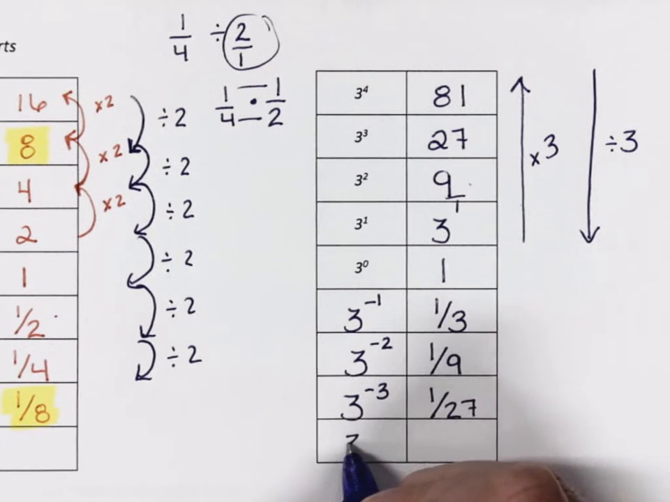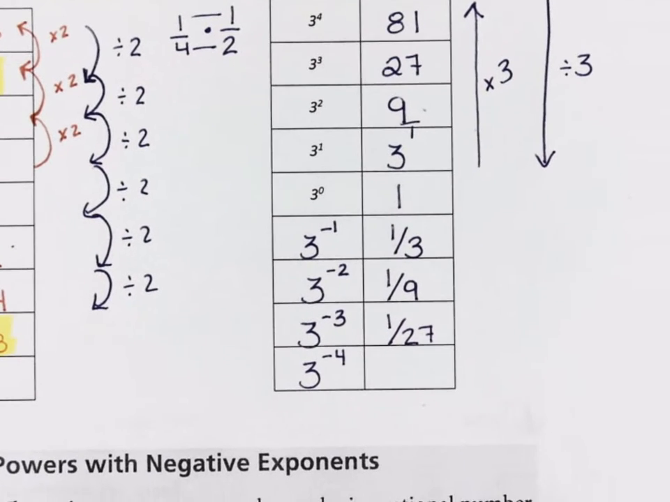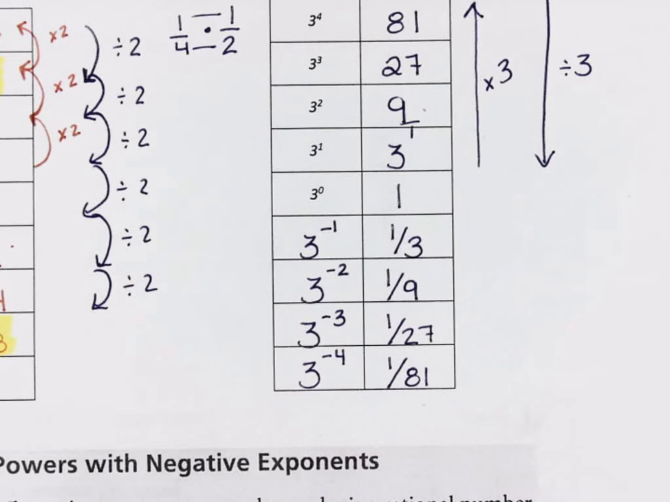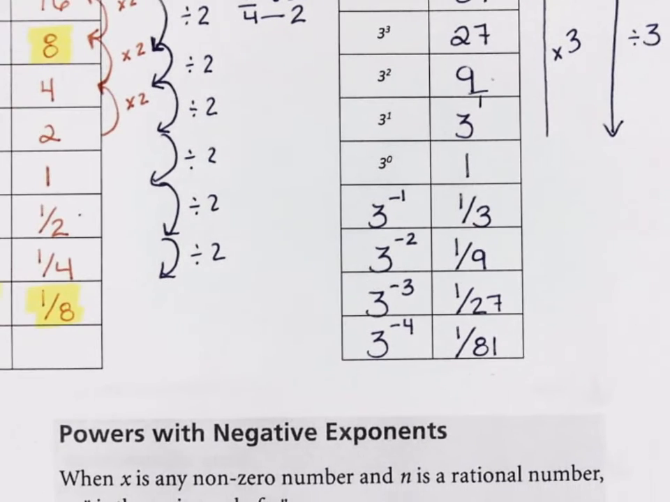So it's 1 over what it would be if it was positive. Yeah, it's the reciprocal. So 1 over 81. Fractions are division. So what you need to know about negative exponents is they don't change the base to negative. They actually ask you to reciprocate the base. Okay, reciprocate the base. All right.